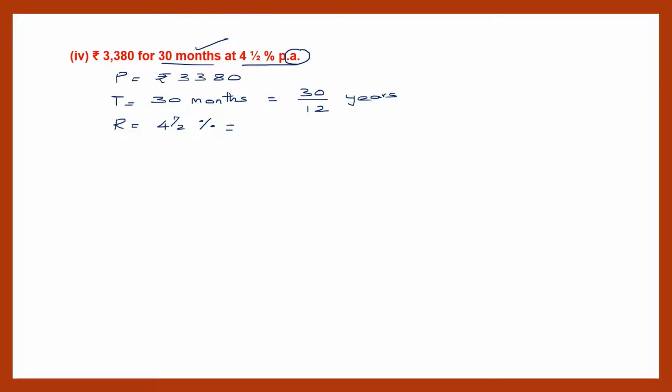So let's convert this. Now we have 4.5. This will be 2 fours are 8 plus 1 is 9. That's 9 by 2. So this is 9 by 2%. So now we're going to find the simple interest. So simple interest, and let's write the formula. That will be P into R into T by 100. P into R into T by 100 is the formula to find the simple interest.